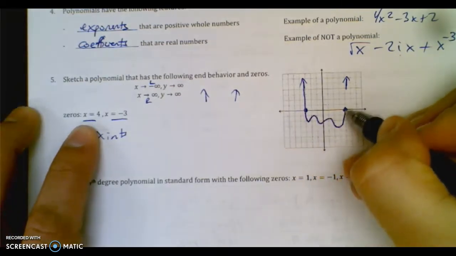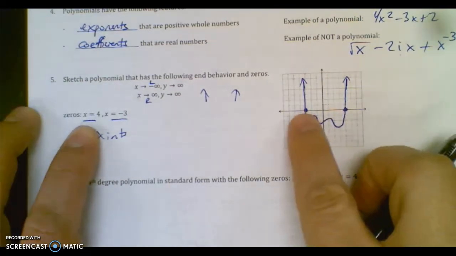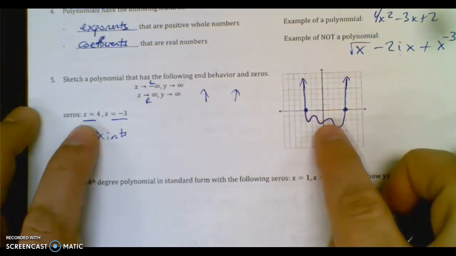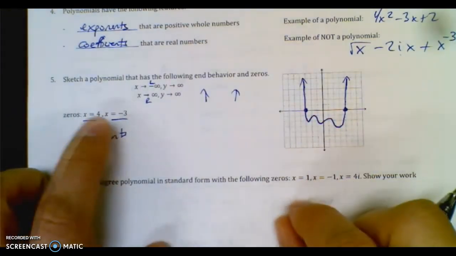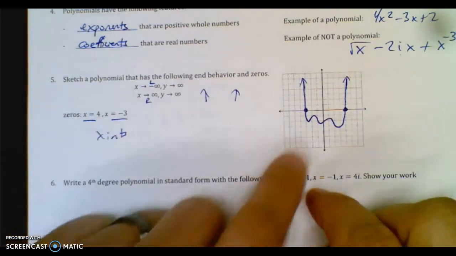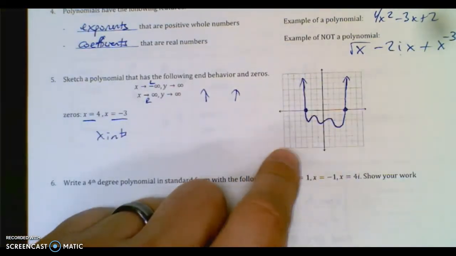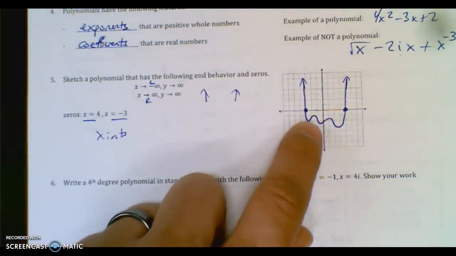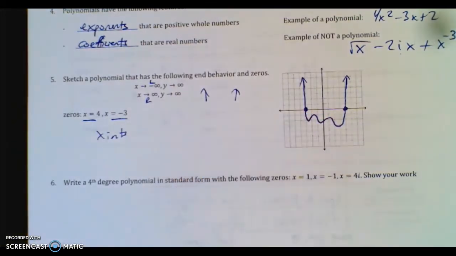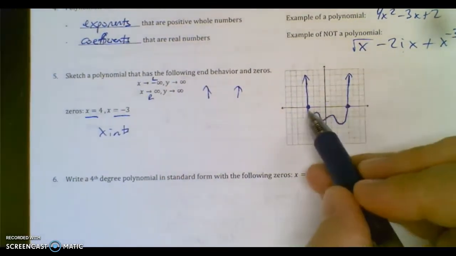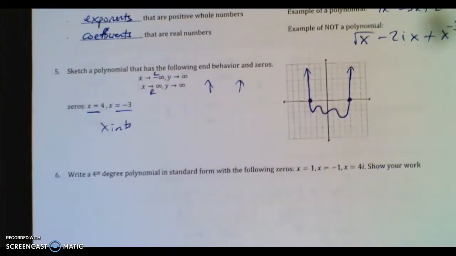But what you can't have it do is you can't have it hit the x-axis again. If it hits the x-axis again, it would have had more zeros. So make sure, I mean, you could just do a parabola if you felt like it, but make sure you don't have other places it crosses there. It's got to end up and up and hit the x-axis only there and there.